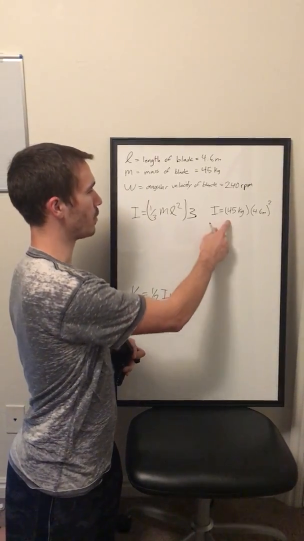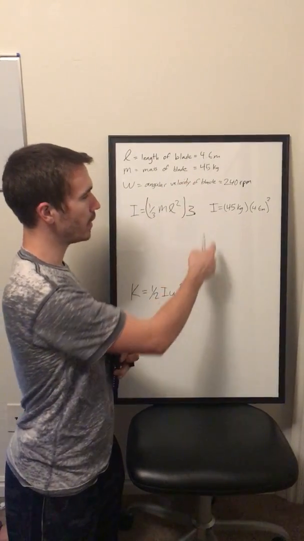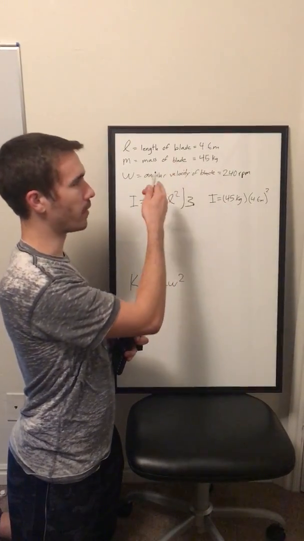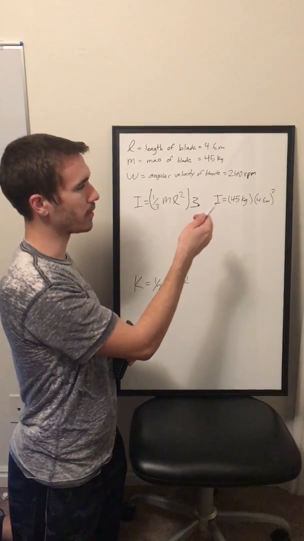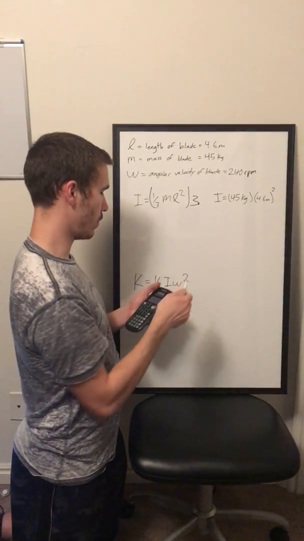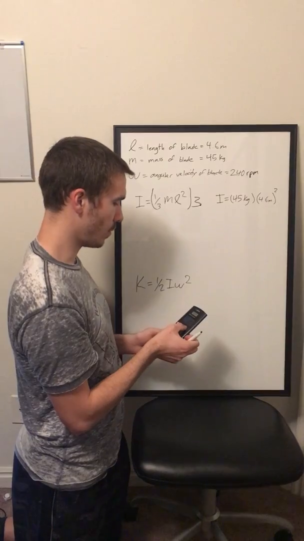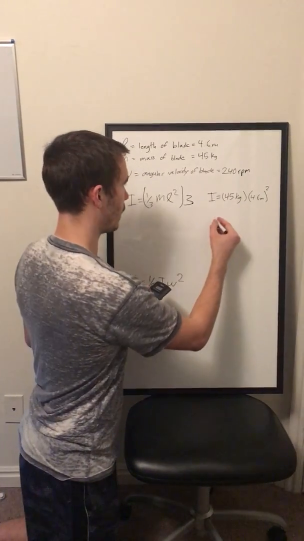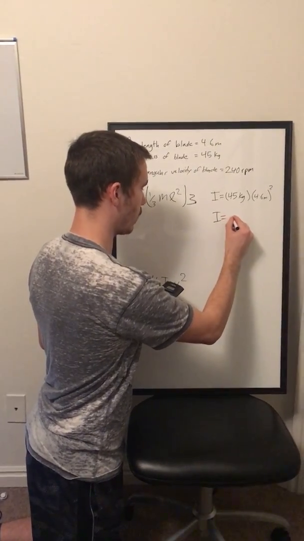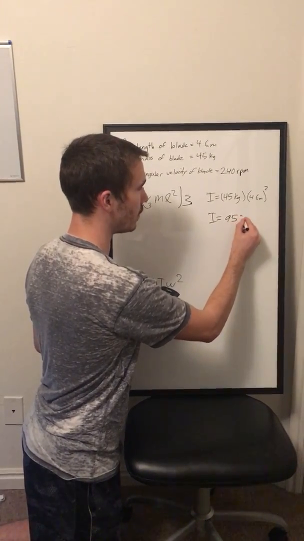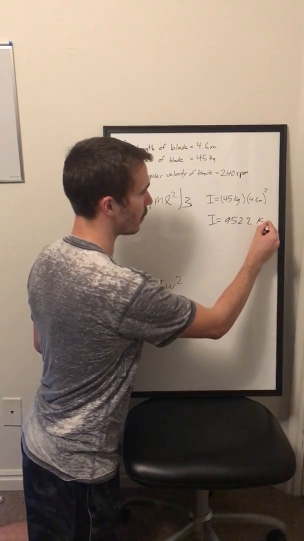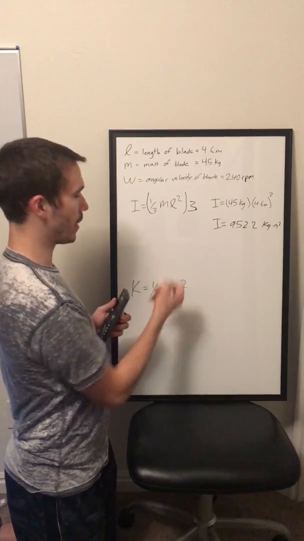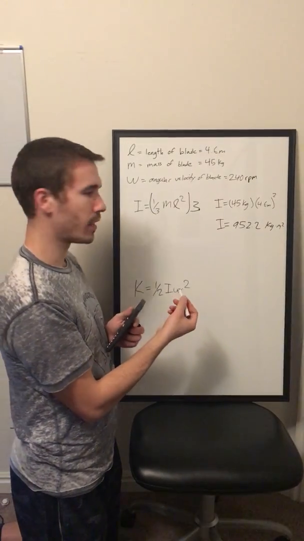So what we do is we put in the values that we have up here, and so our inertia equals the mass, which was 45 kilograms, times the length of the blade, which was 4.6 meters, squared. Once we run this through our calculator, we should get that our inertia equals 952.2 kilograms times meters squared, which is the inertia that we need to put into this final equation.